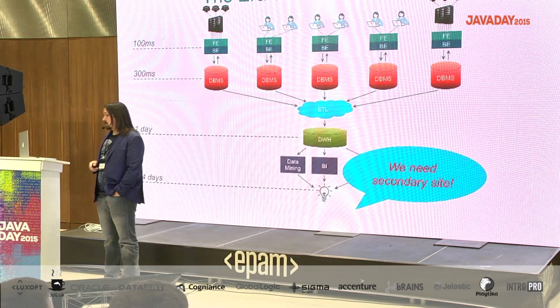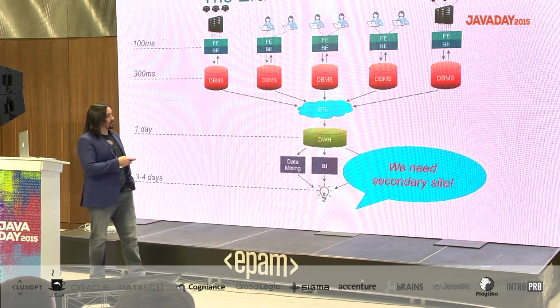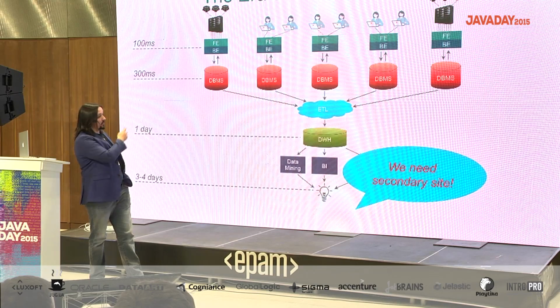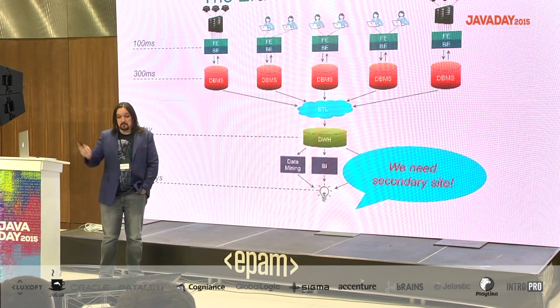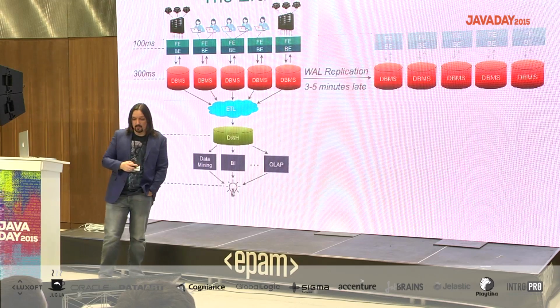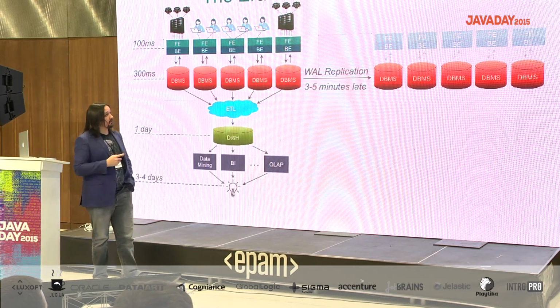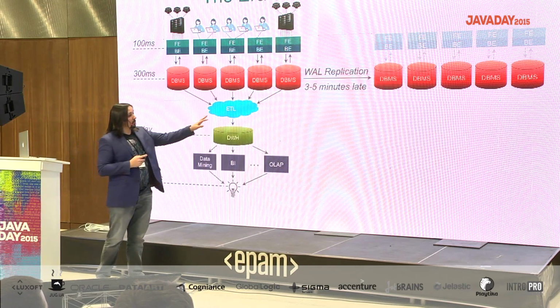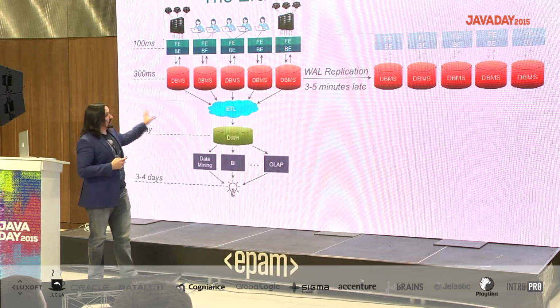What happened then? They said that we need a secondary site, because if something happens with all of this system, then we're completely out. What should we do? We should add the secondary site. Of course, the secondary site is more important for the OLTP systems because they are business critical.